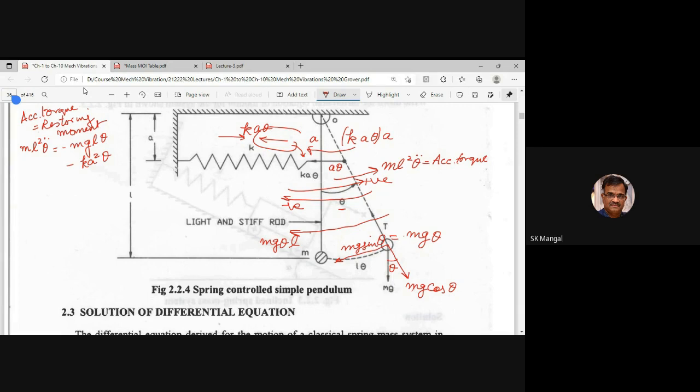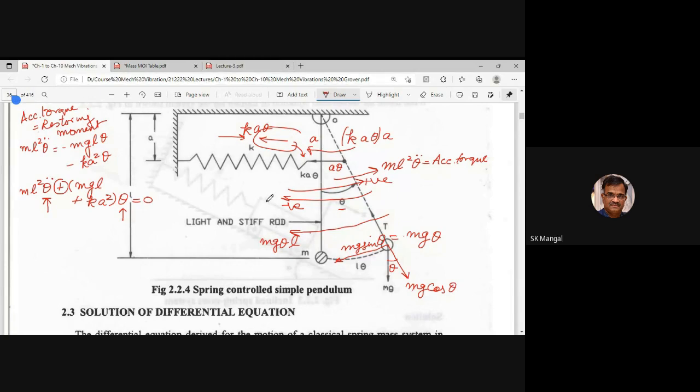And you can see here the equation of motion will now become ml square theta double dot plus (mgl plus ka square) into theta is equal to 0. So basically you must have two components here for the equation of motion. First one is your acceleration, second one is your displacement. And you must have a positive sign here just to have a vibration in the system.